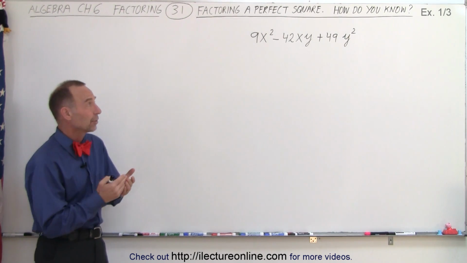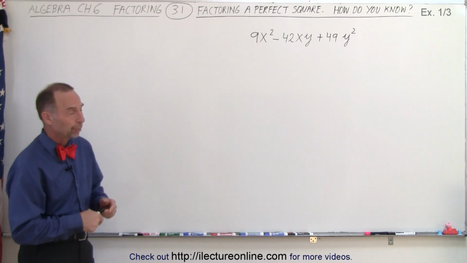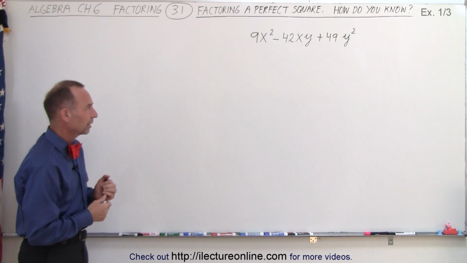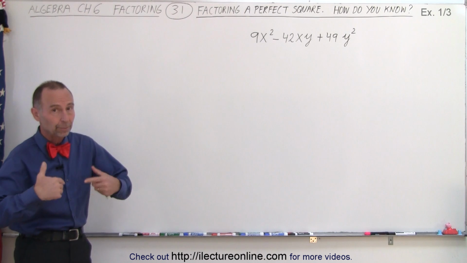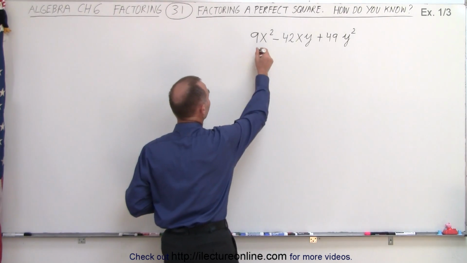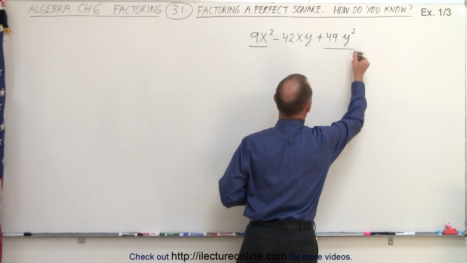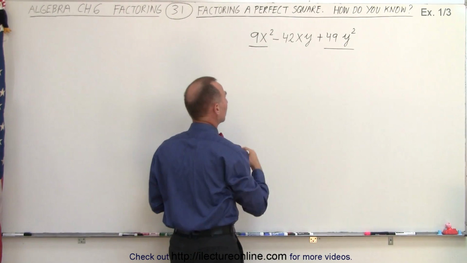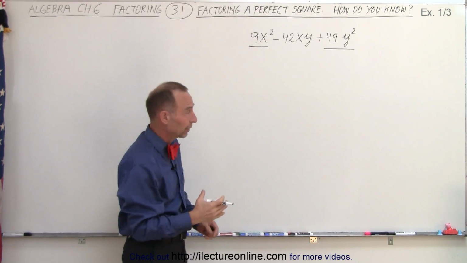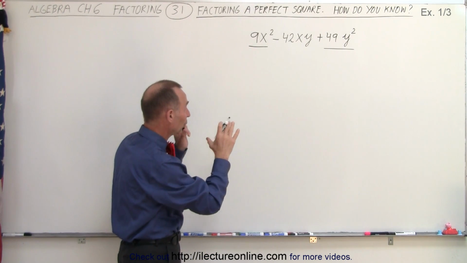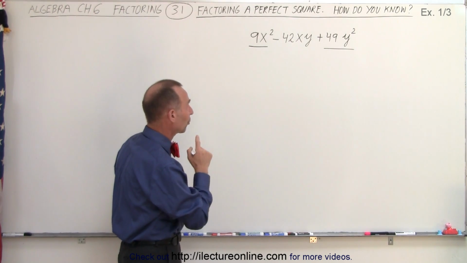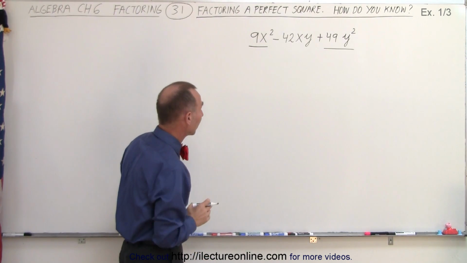Welcome to iLecture Online. Our next type of factoring is called factoring perfect squares. And the real key here is to recognize it as being a perfect square. How do you know that a trinomial like this is a perfect square, and then we apply the perfect square rules? Well, the best thing to do is to look at the first and the last term. If the first term can be written as a square of something and the last term can be written as a square of something, there's a pretty good chance that the whole trinomial can be factored as a perfect square. So let's see how that's done.